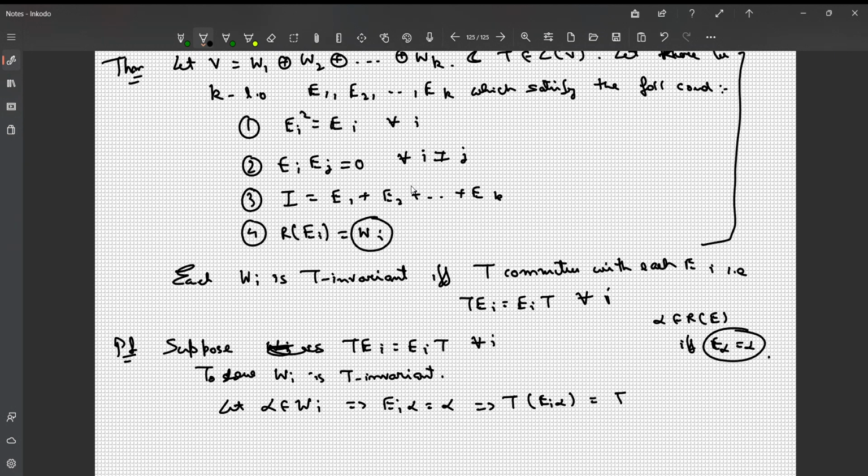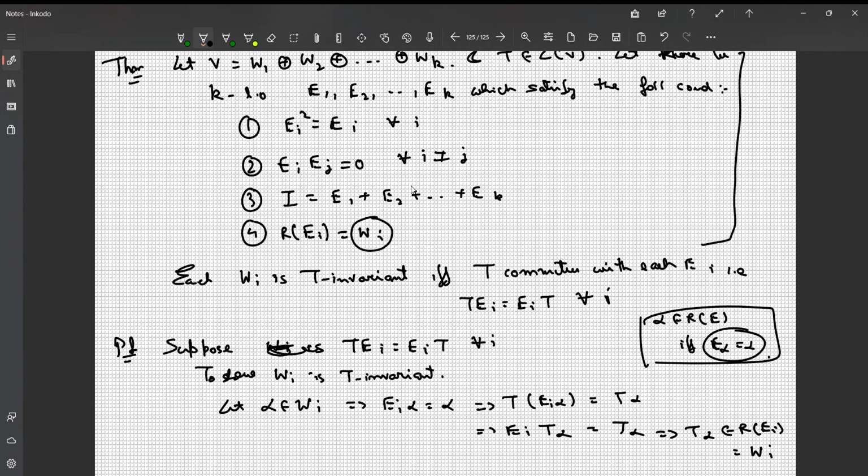But then what is T of Ei alpha? Now, T of Ei alpha is basically T of alpha. But T and Ei commute, right? So this is basically Ei T alpha is equal to T alpha. But this was an if and only if condition, right? So that necessarily means that T of alpha must be inside the range of Ei, and the range of Ei is nothing but Wi, right?